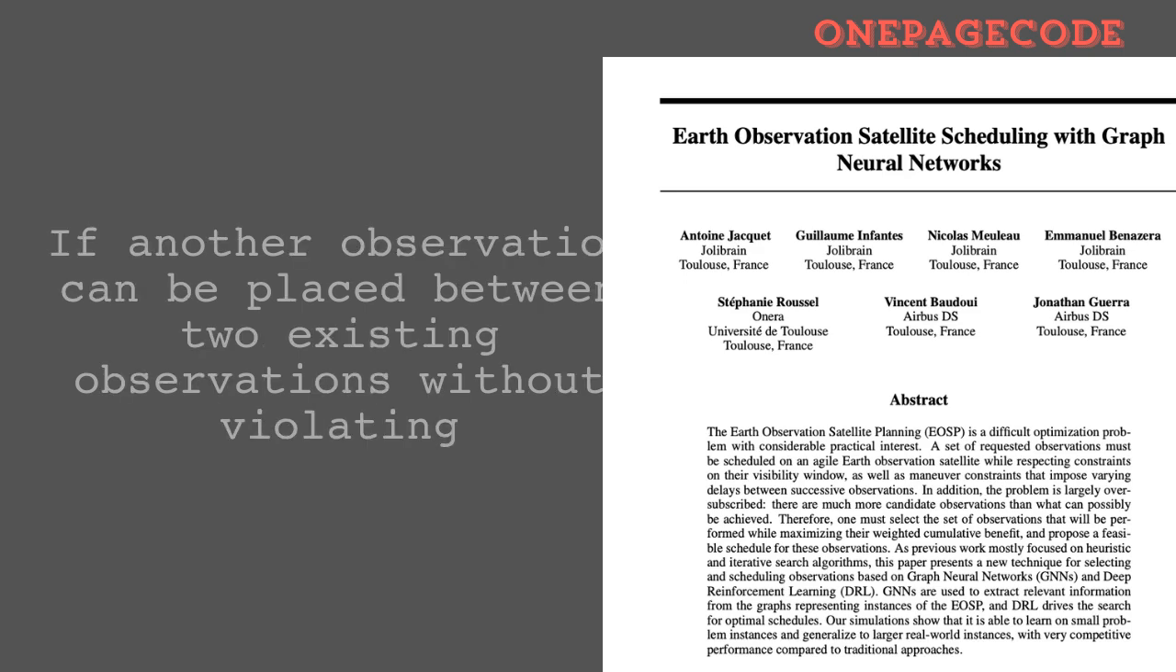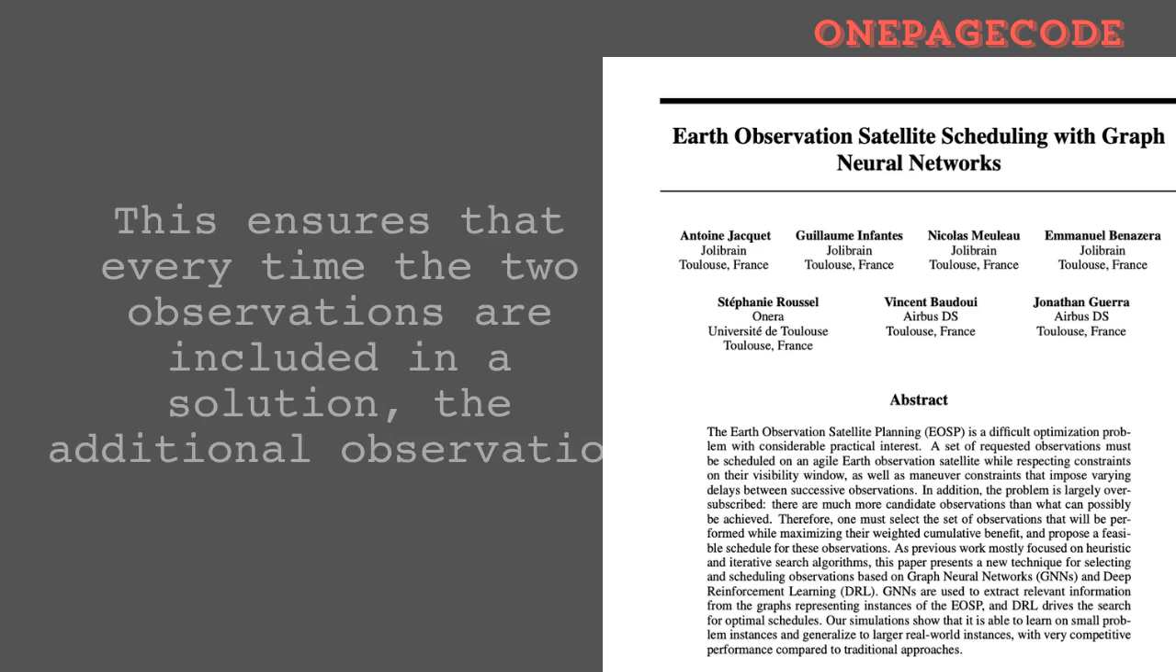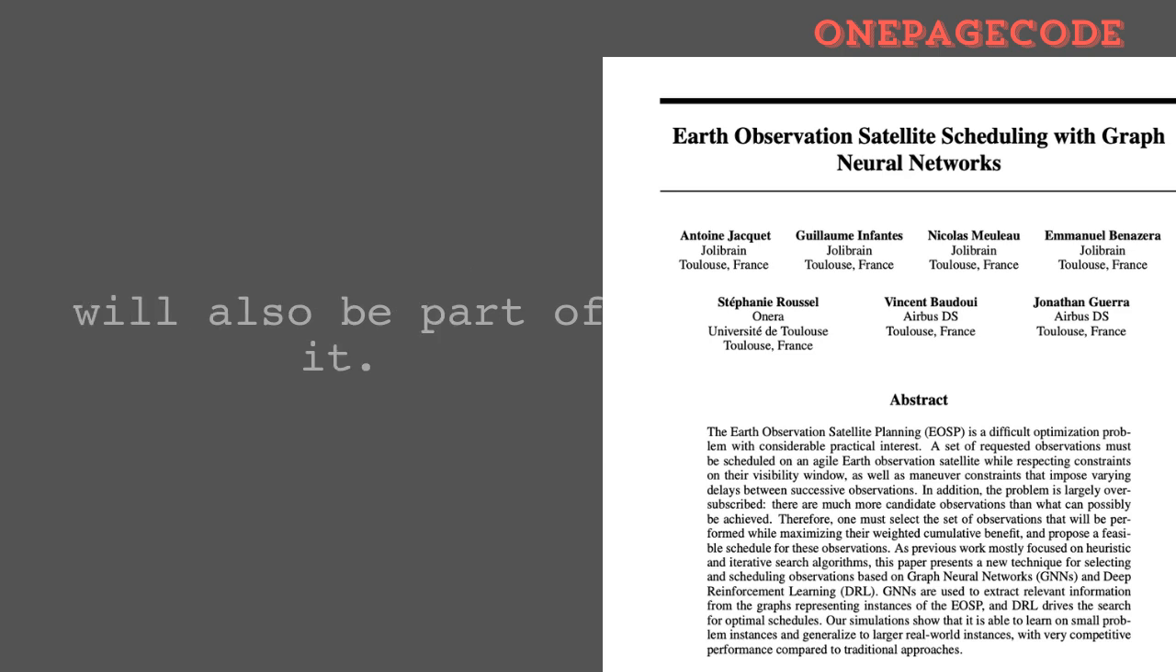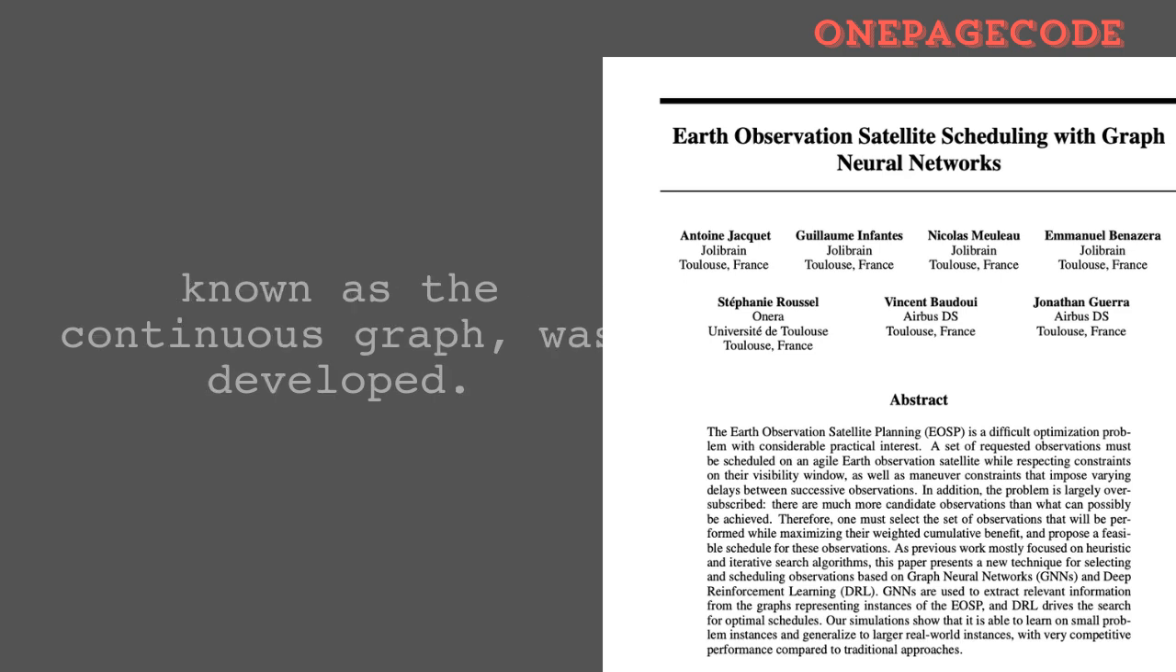If another observation can be placed between two existing observations without violating time rules, the direct link between them is eliminated. This ensures that every time the two observations are included in a solution, the additional observation will also be part of it. To address the issue of the discrete graph becoming too large, a more compact representation, known as the continuous graph, was developed.